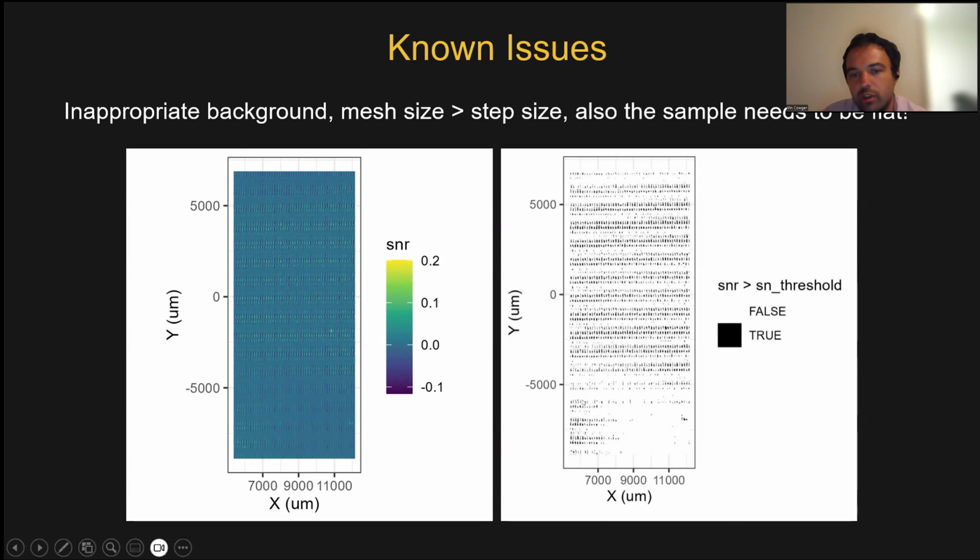Also, you can see here there's this region where it doesn't think that there are particles in the pores, and that's due to it being out of focus. So if you don't have it being perfectly flat, you can get, even across one hyperspectral image, you can get some issues with the end result there.